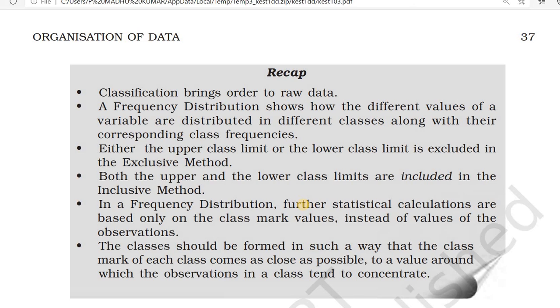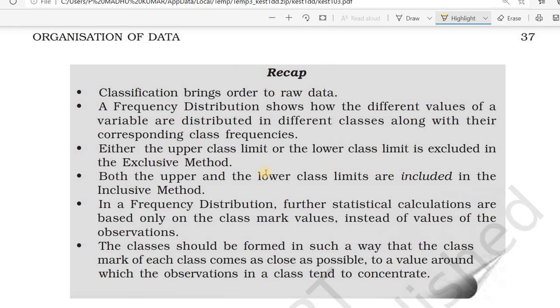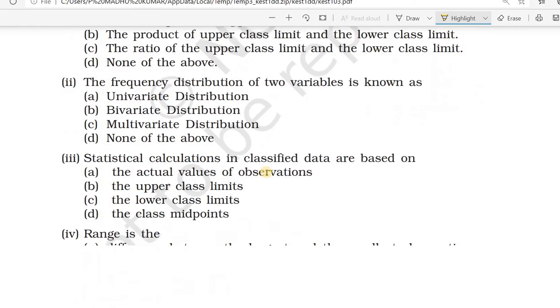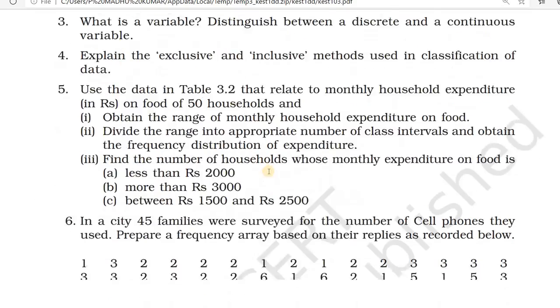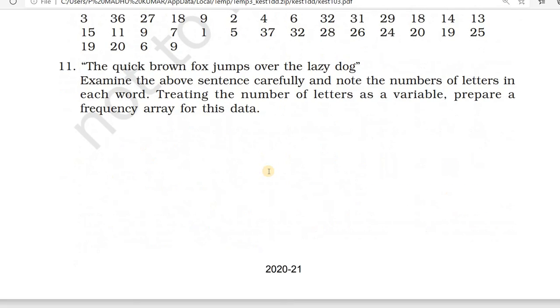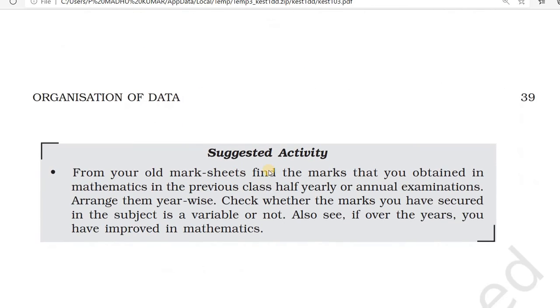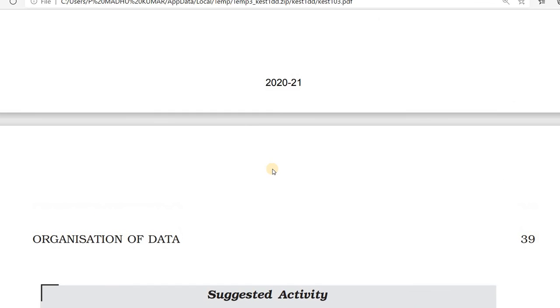In the inclusive method we studied what its speciality is. In the inclusive method we include the upper limit and lower limit of the classes. Here some problems are there, we need to do these problems. Okay, if any doubt is there, ask.